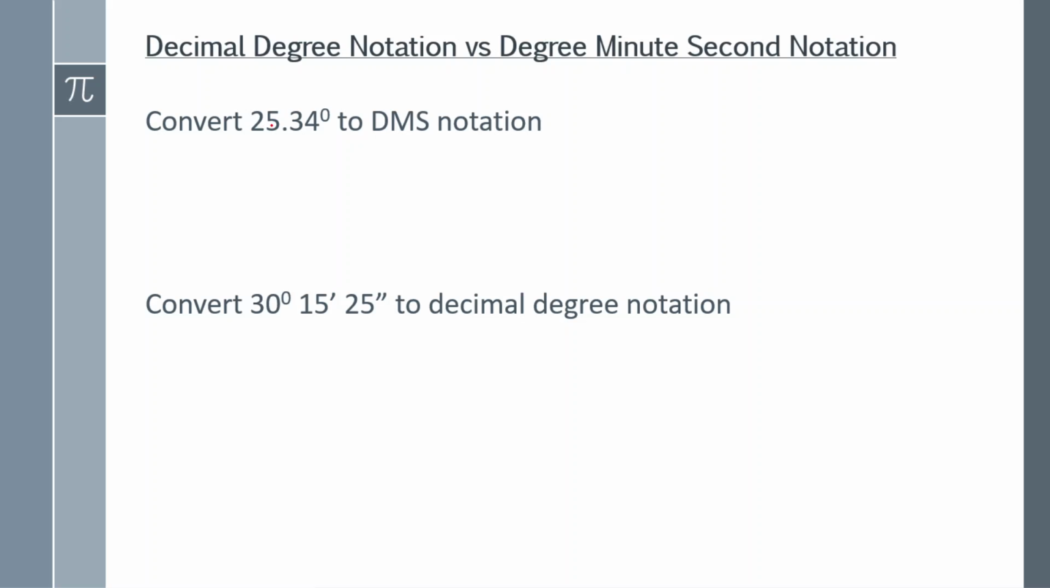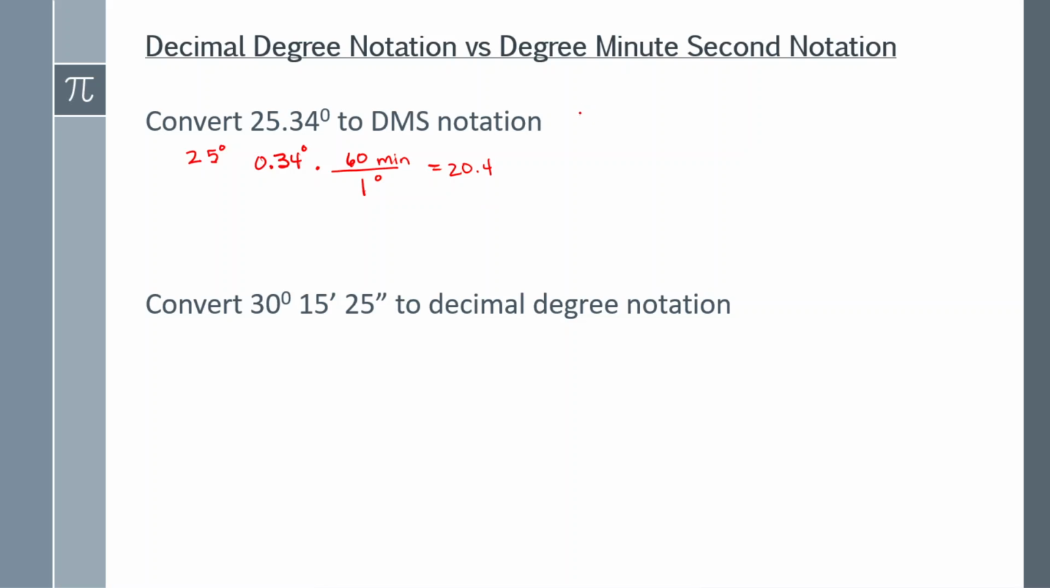Okay. And so we're going to use these conversions to change back and forth between the notations. So if we have 25.34 degrees, the 25 is the whole number of degrees and it sits there. But we need to take the 0.34 and convert to minutes. There are 60 minutes in 1 degree, so we're going to take 0.34 and multiply by 60, and we get 20.4.